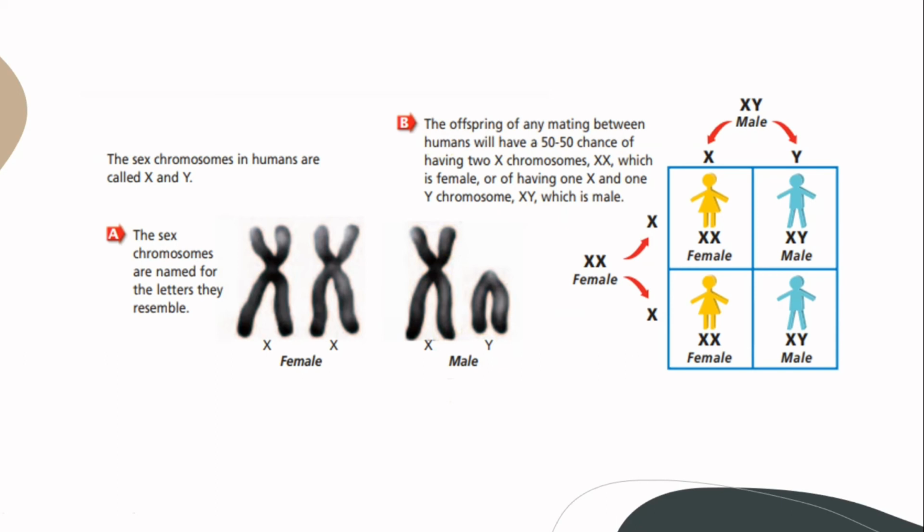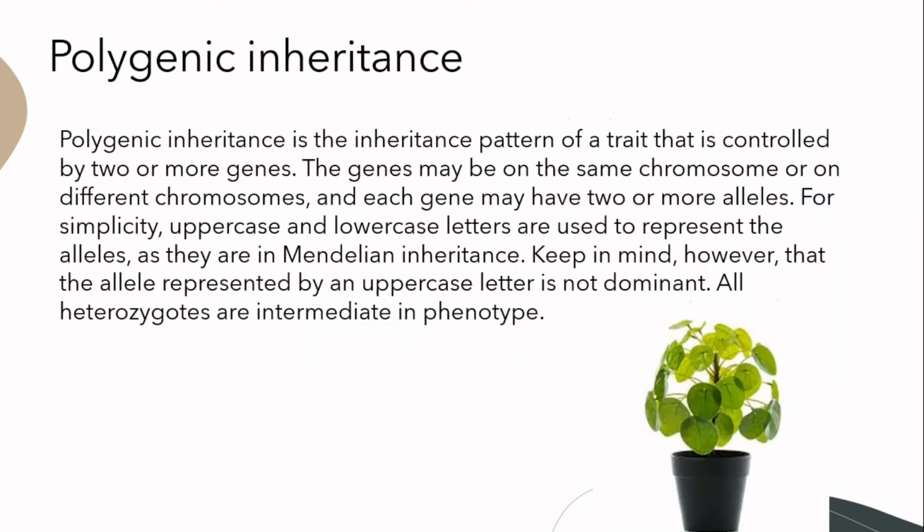Polygenic inheritance. Polygenic inheritance is the inheritance pattern of a trait that is controlled by two or more genes. The genes may be on the same chromosome or on different chromosomes, and each gene may have two or more alleles. For simplicity, uppercase and lowercase letters are used to represent the alleles as they are in Mendelian inheritance. Keep in mind, however, that the allele represented by an uppercase letter is not dominant. All heterozygotes are intermediate in phenotype.